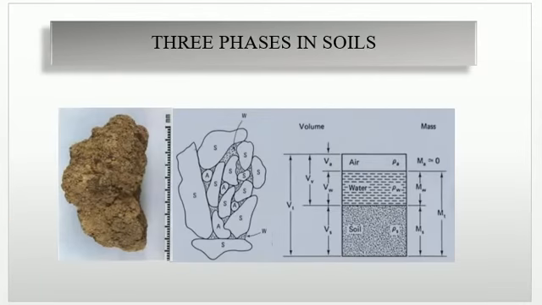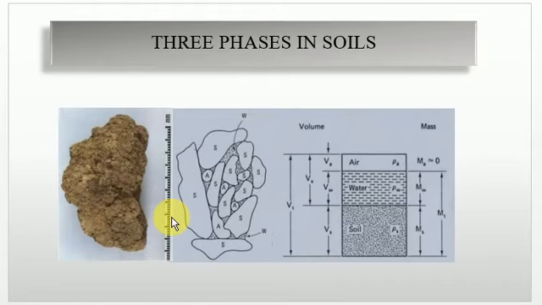Here you can see in the image, this is the three-phase system of the soil, and you are watching here a soil sample. Okay, in this soil sample, there are three main contents: soil solids, moisture, and air voids. With the combination of these three phases, a soil sample is made, right?